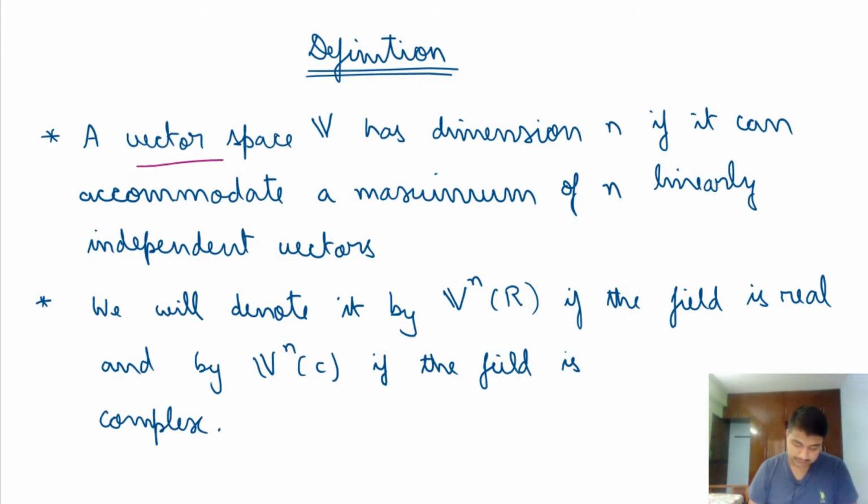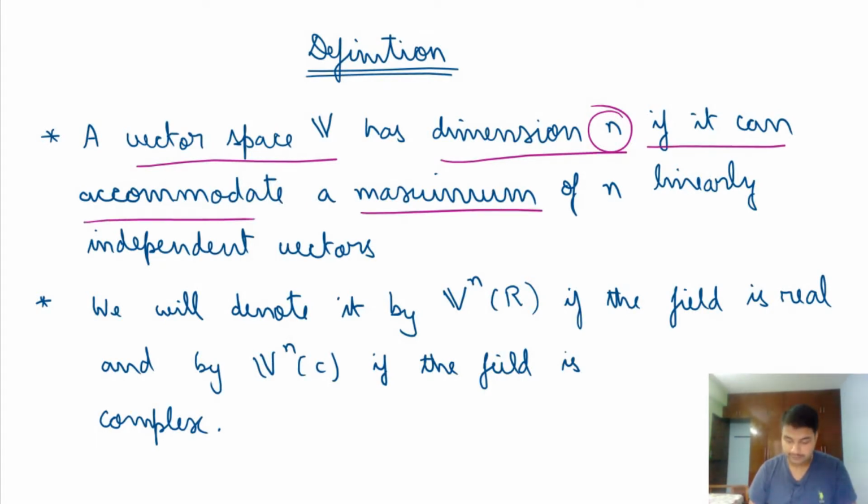So a vector space V has dimension equal to n if it can accommodate a maximum of n linearly independent vectors. The definition is quite simple. All we need to do is understand it with some examples now.